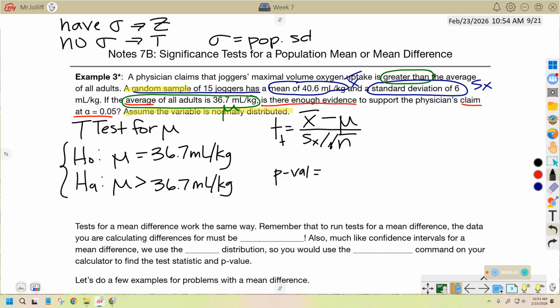We plug and chug our values. So X bar for our sample of joggers was 40.6. The population claim for all adults was 36.7. The standard deviation for our sample was 6, and we had a sample of 15 joggers.